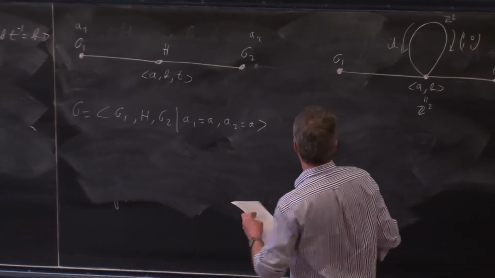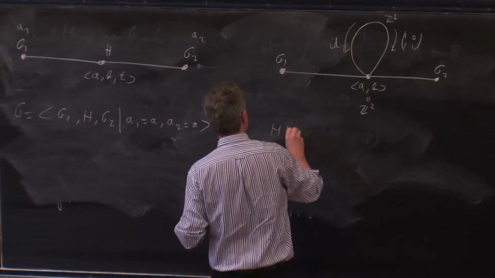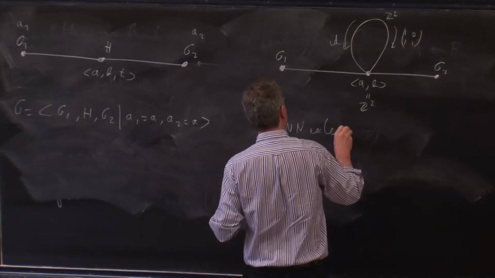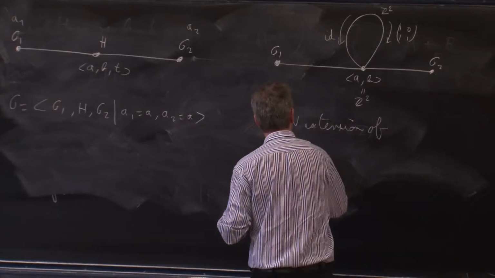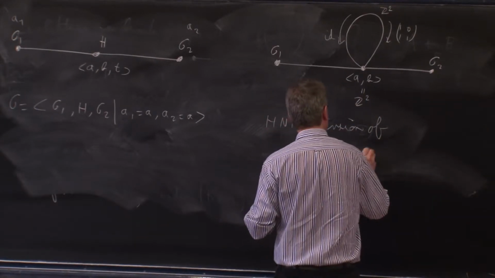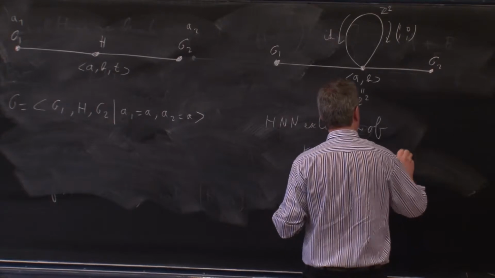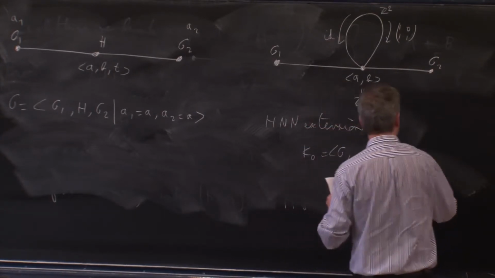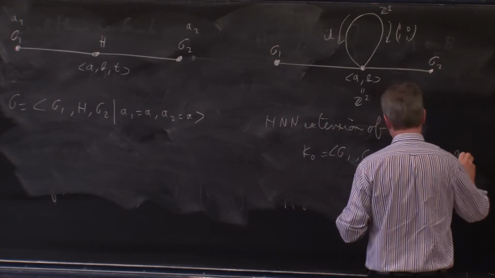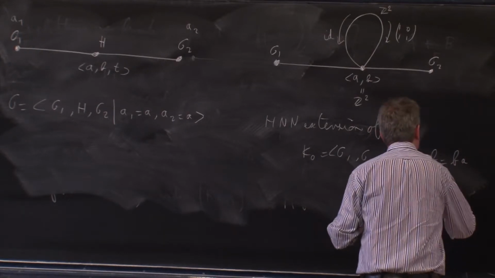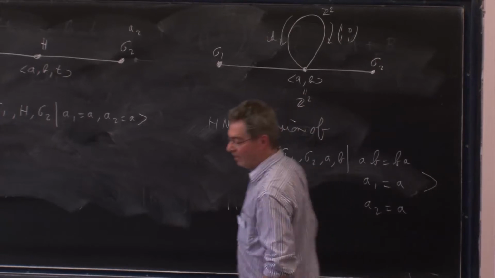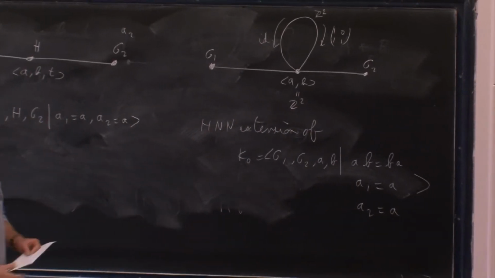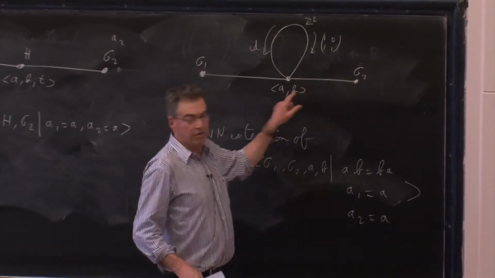Okay. So this is an HNN extension of the group K0, which is generated by G1, G2, A, and B. And the relations are AB equals BA, A1 equals A, and A2 equals A. So K0 is just the fundamental group of this horizontal graph of groups here.